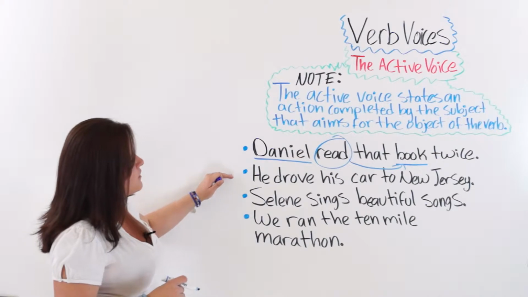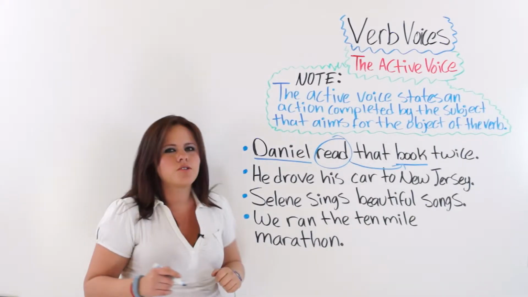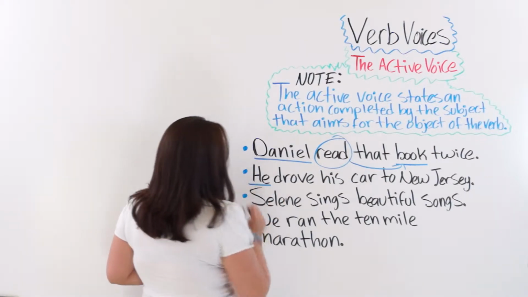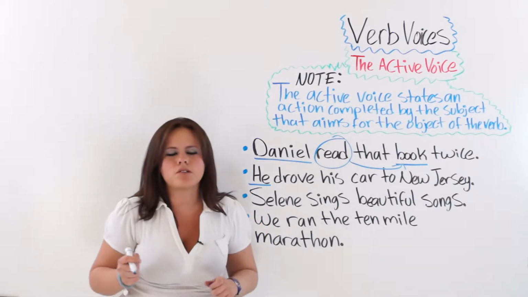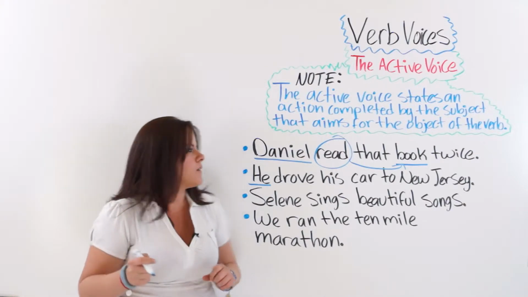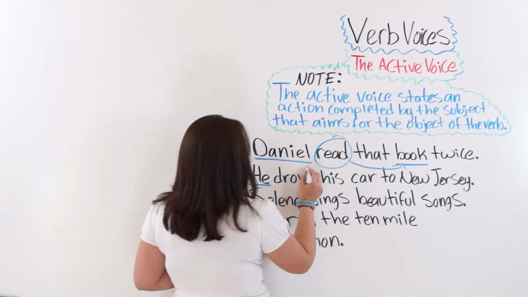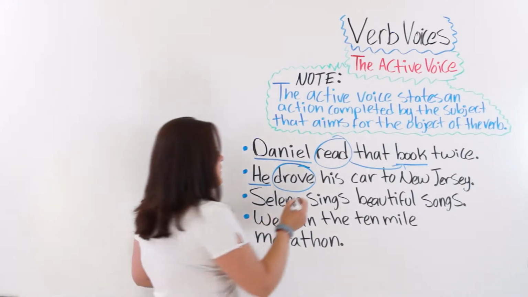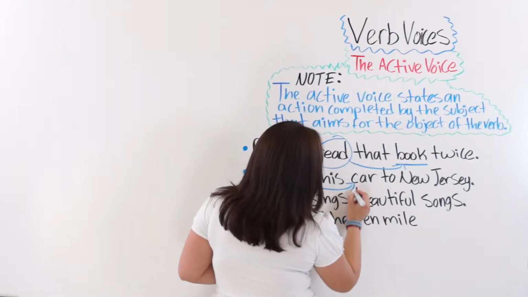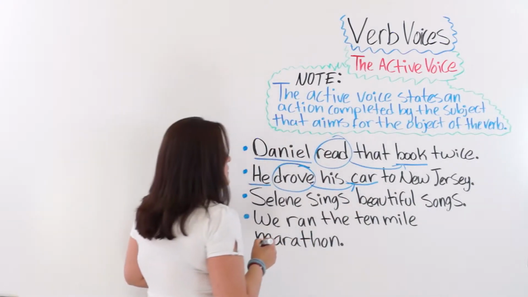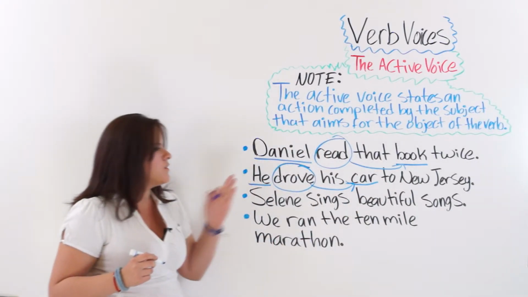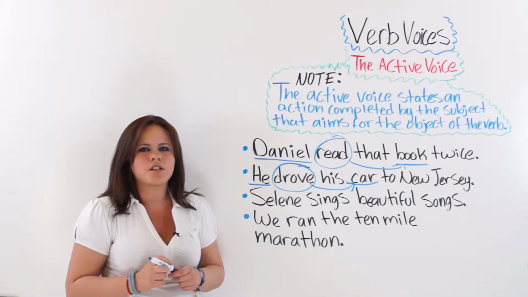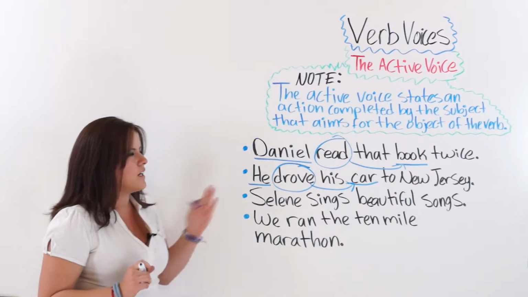The next one says, he drove his car to New Jersey. We have he, a subjective case or a subject form pronoun. Drove, we have the verb or the action, his car, that is aiming for the object of the verb. He drove his car to New Jersey. So it is also the active voice.